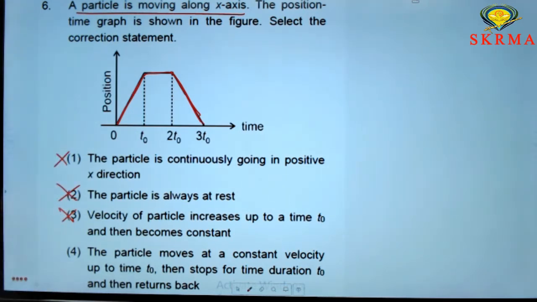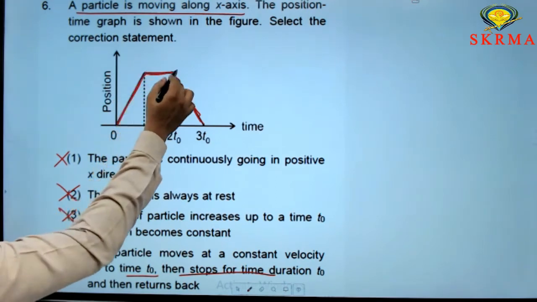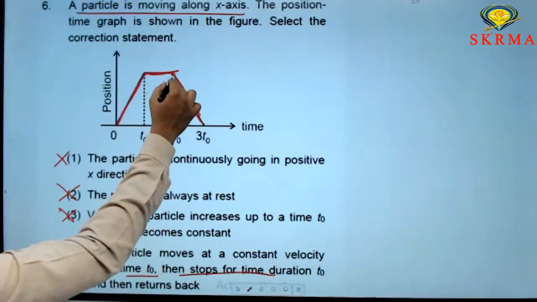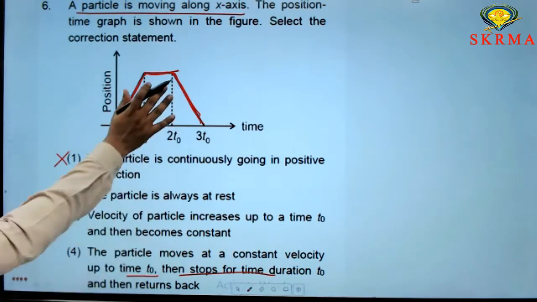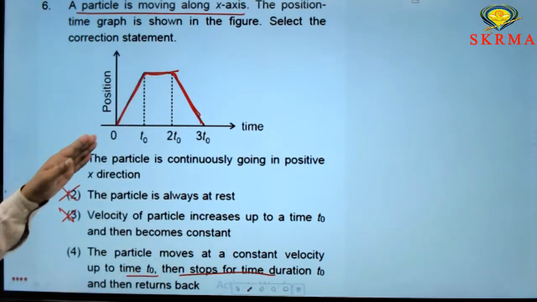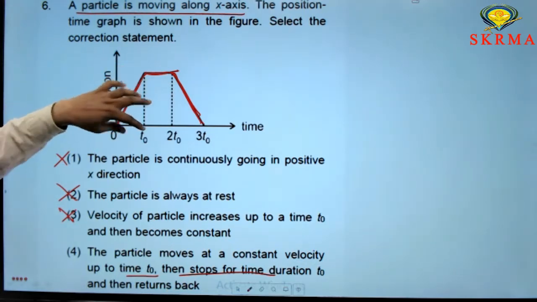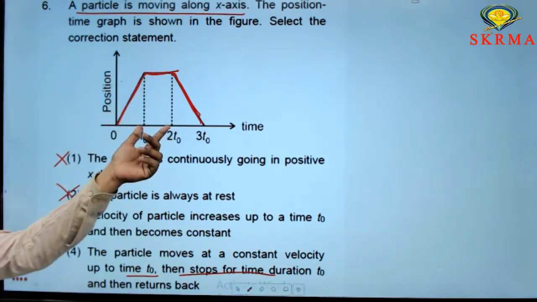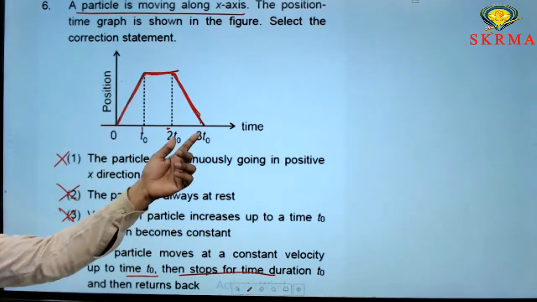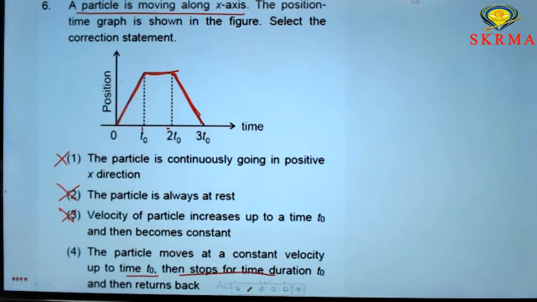Go with the fourth option. A particle moves with a constant velocity up to time t0 and stops for some time t0. After that it returns back. So the exact case that matches this diagram is this one only. The particle will move with constant velocity up to t0. After that, for time t0, it is at rest. After that it travels in the reverse direction, or returns back. Again it reaches the origin, so we need to say that it returns back.